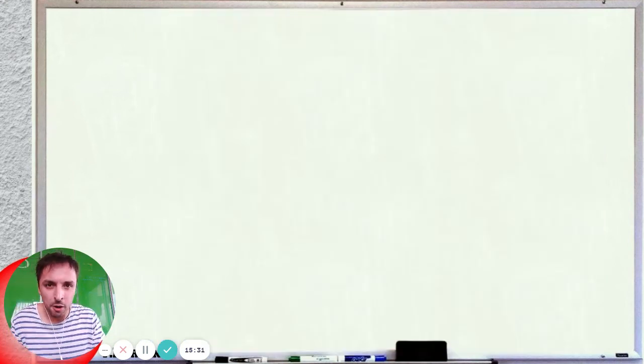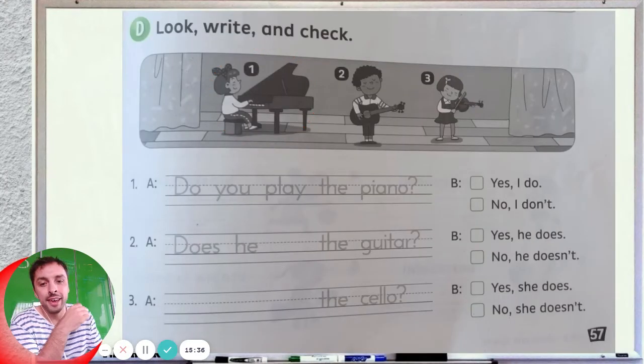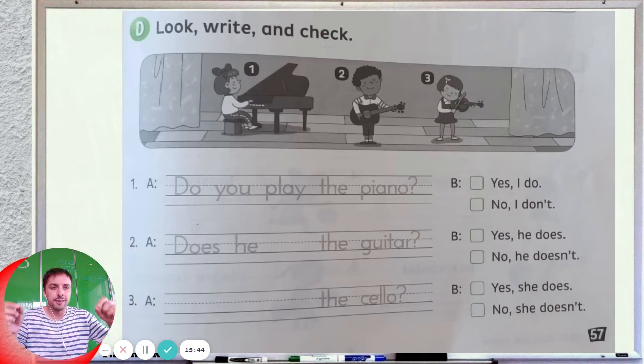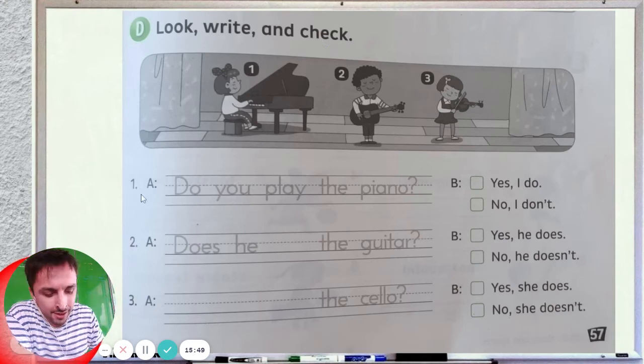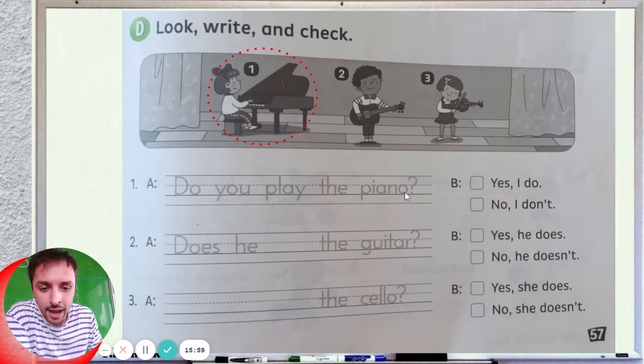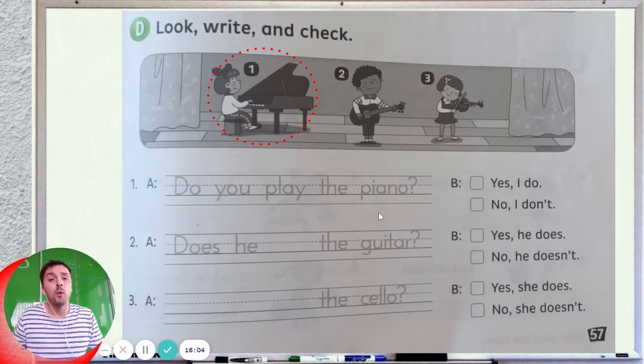Okay, last part, activity D. Okay, it says look, write, and check. Okay, so first one, let's do number 1. Let's look. Look at the picture. Okay, what is this? And here's the question. Do you play the piano? Okay, what is the answer?